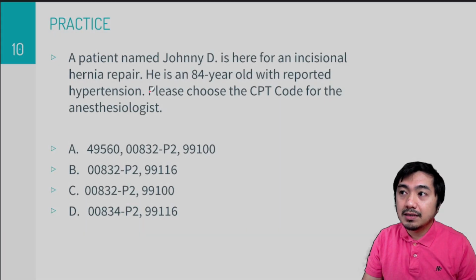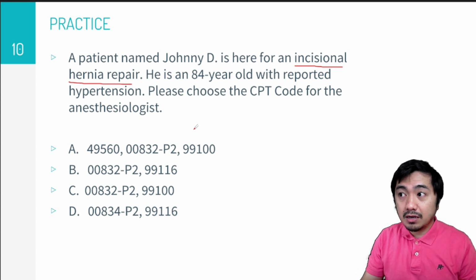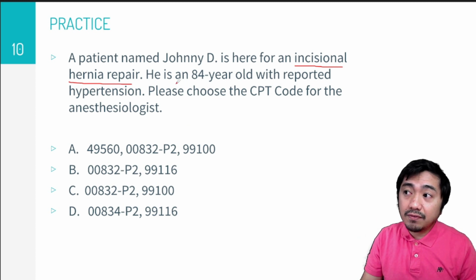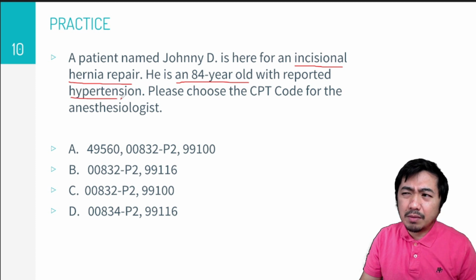Next, last case for this day, a patient named Johnny D is here for an incisional hernia repair. So this is the surgical procedure that was done. The question here might be, of course, what are the anesthesia codes that we'll be providing for the patient? He is an 85-year-old patient, so please take note about your qualifying circumstance for an 84-year-old patient that will be given anesthesia. We will check it later. The patient also has hypertension. Let's check if this will fall under qualifying circumstance as well.